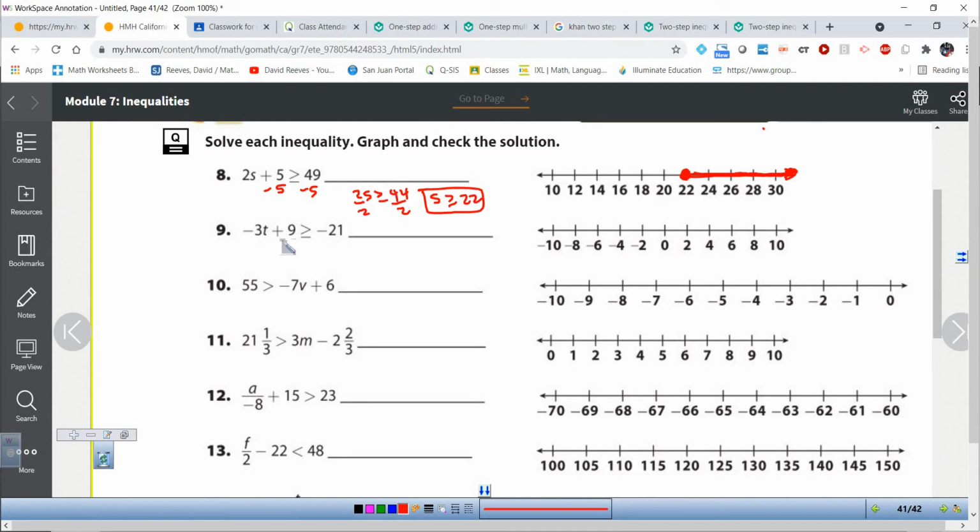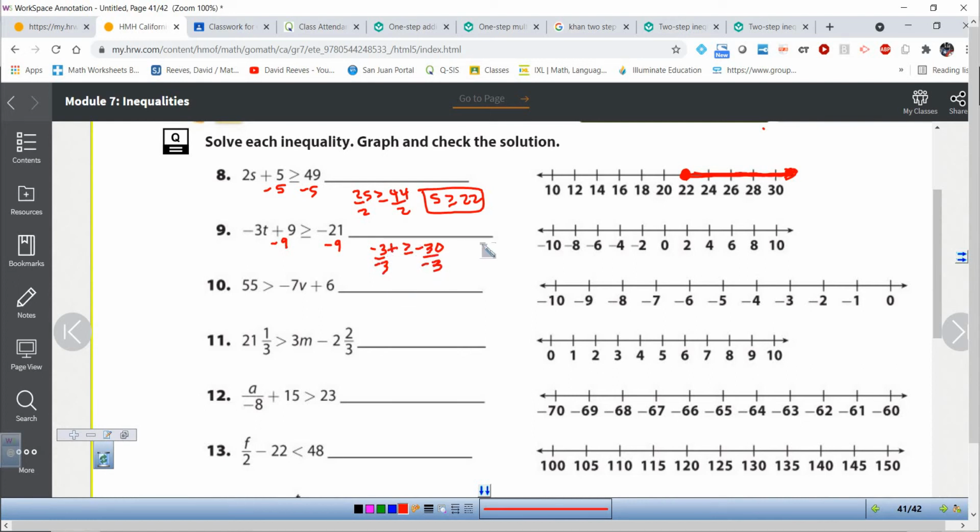All right, what about this one? This one I'm going to go ahead and subtract 9. All right, and that's going to give me negative 3t. And by the way, I subtracted 9 because that is the opposite of adding 9. Negative 3t is greater than or equal to negative 30. And now I'm going to divide both sides by negative 3 because that's the opposite of multiplying by negative 3.